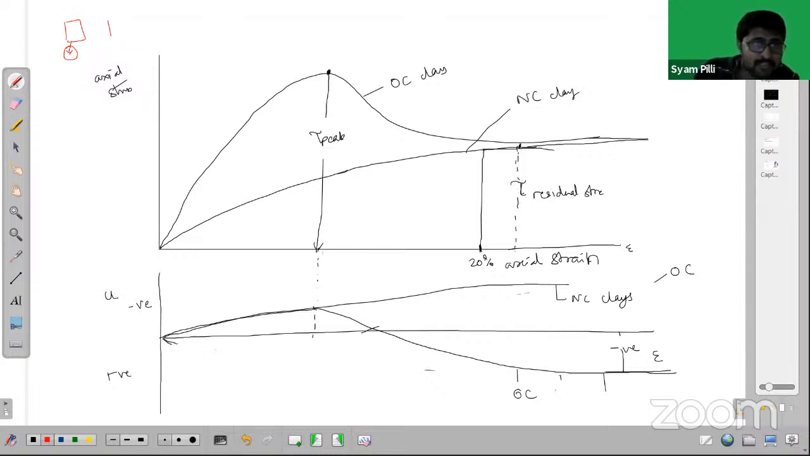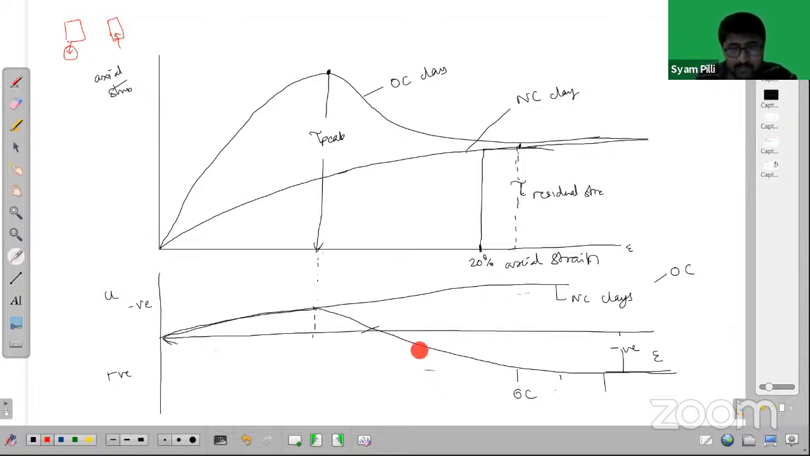But in the OC case, what happens is the soil is trying to increase in its volume, right. So to increase volume, it tries to bring water in from outside. It will try to drag down the water from the pipe, which is not happening. So that's why in this pipe itself the negative pore water pressure will develop. So that is the reason why the negative pore water pressure is developing in the OC case.